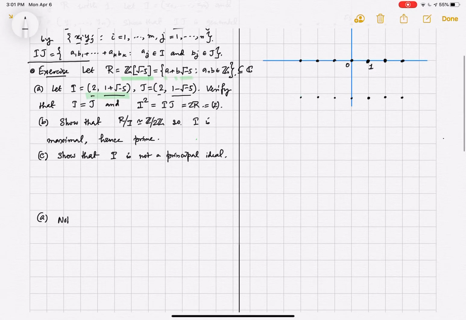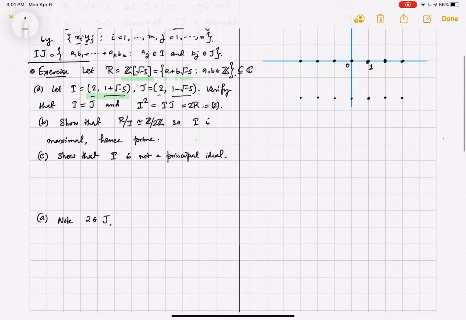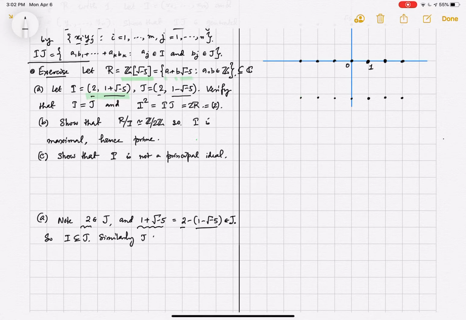Note that 2 is certainly in J because 2 is in both. And what about the other generator? Why is it in J? Well, it is 2 minus (1 minus square root of minus 5), and both 2 and 1 minus square root of minus 5 are in J, so the difference is also in J. So both generators of I are in J, so I is a subset of J. Similarly, you check J is a subset of I. So I equals J.